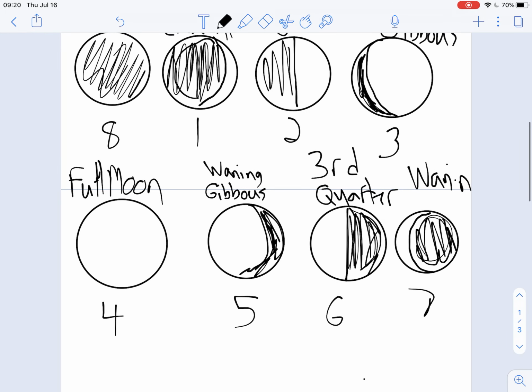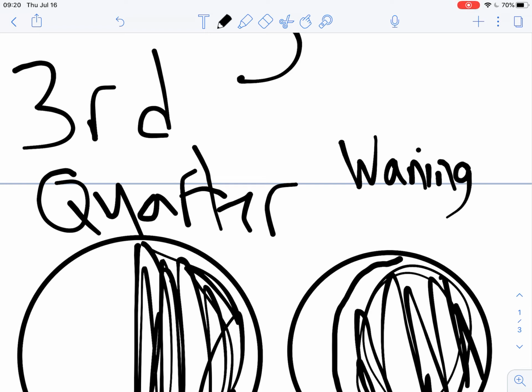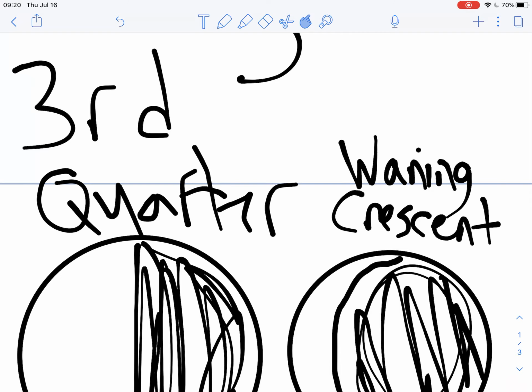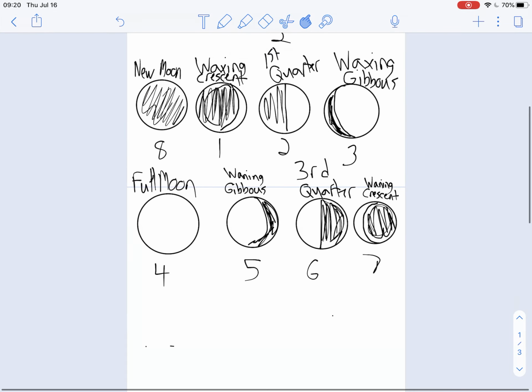Can't spell, let me fix that. Hold on one second. My apologies. Sometimes you run out of page on this. A waning crescent. Okay. So there are your phases of the moon.